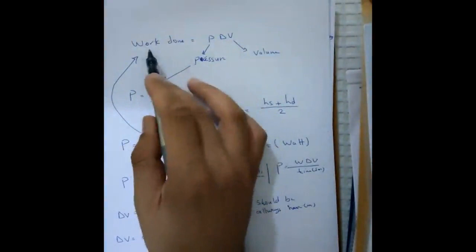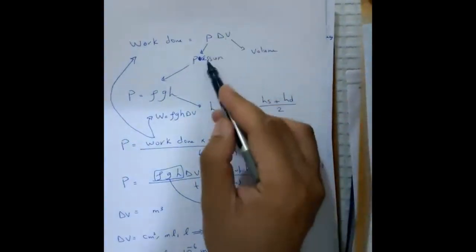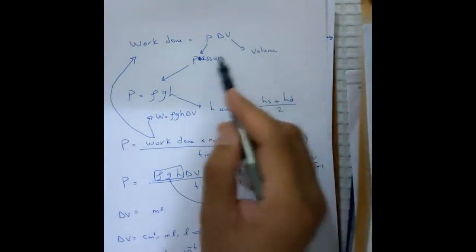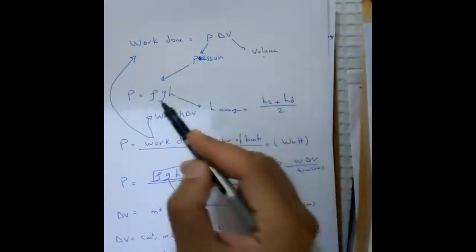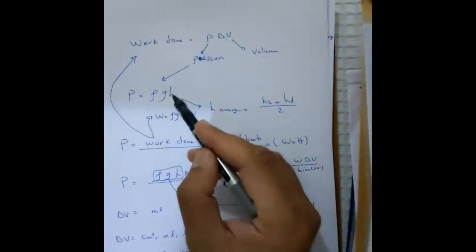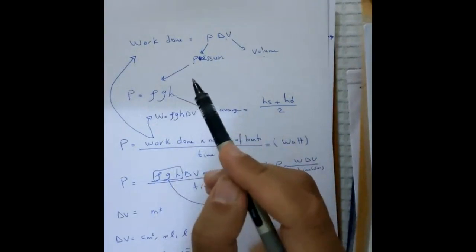Today we have the problems we want to solve, and we want to find the power and the work done of the heart. The work done is pressure multiplied by delta V, where P is the pressure and delta V is the volume. Pressure, as you know, comes from rho GH, where rho is the density, g is the gravitational acceleration, and H is the height, or pressure in millimeters of mercury.